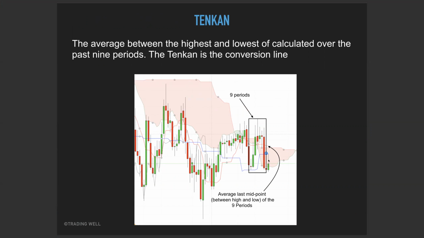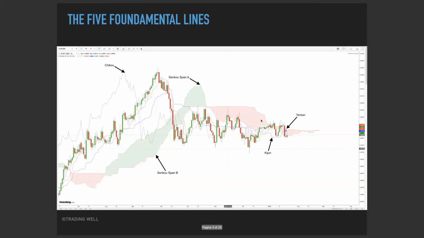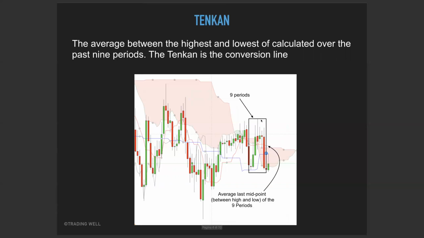So, from the actual candlestick we take the 9 periods before, do the average between the highest and lowest, and the result is the Tenkan.